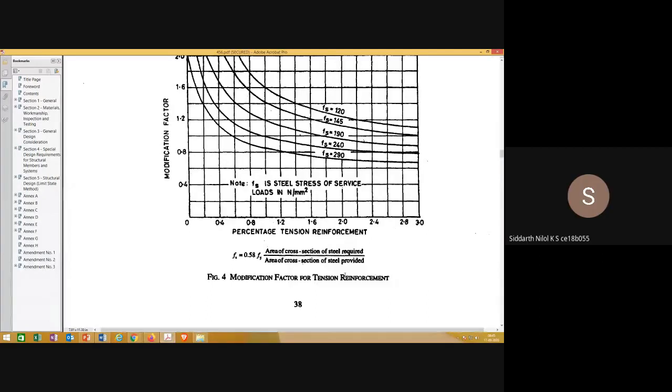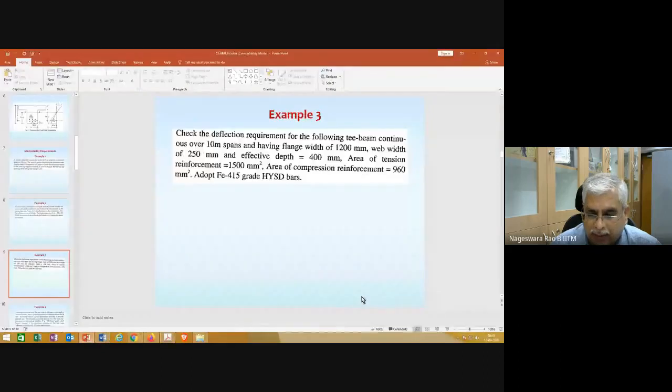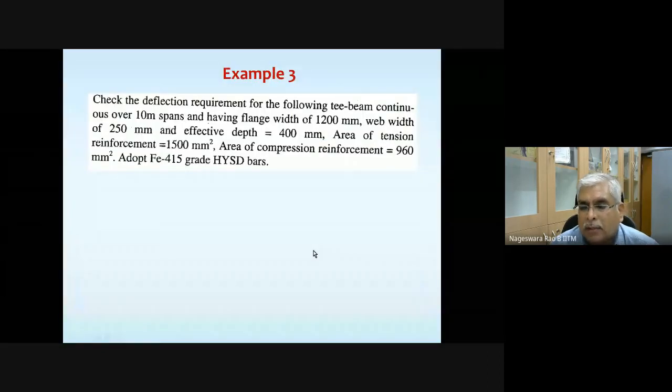So 31.2? Yeah, that is correct. And whatever the actual value is, 25 or something. So the code limit, 31, is higher than the actual value. So we are within the limit. So the design is safe. Anyway, please see the seriousness of reading that properly.